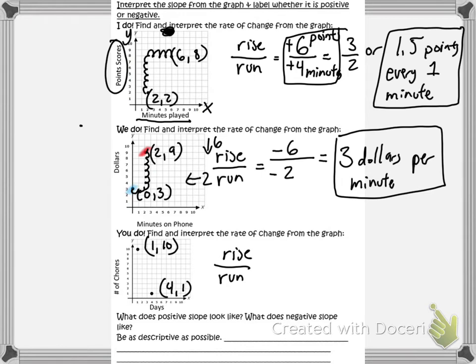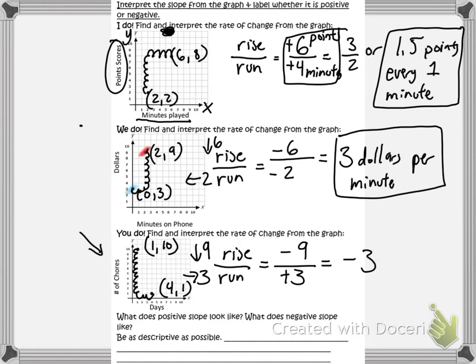Let's go from this dot. Let's go from top to bottom. So let's go like this. So here we're going to go down 9. So 1, 2, 3, 4, 5, 6, 7, 8, 9. So rise is going to be -9 because I went down 9. Remember, going down is negative. And my run is going to be 1, 2, 3, right 3, which is going to be +3. So this is going to be -3.